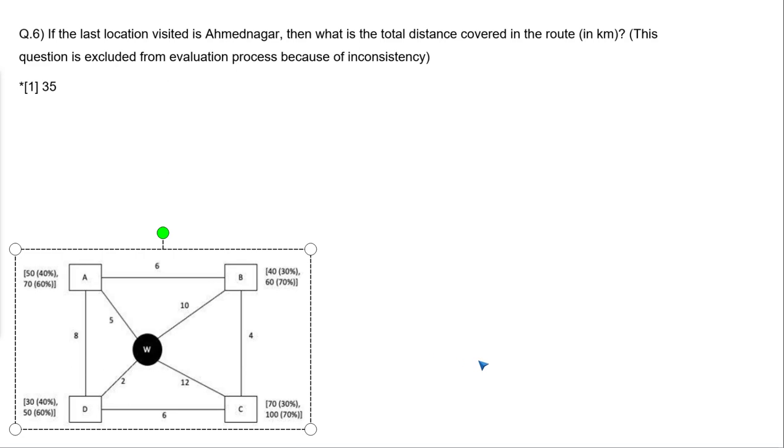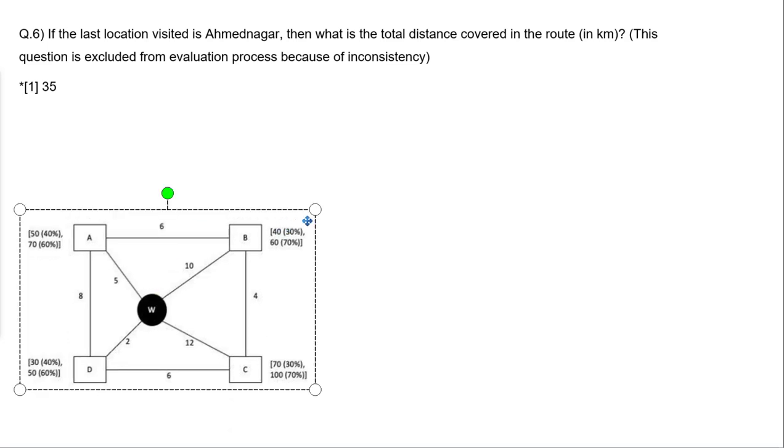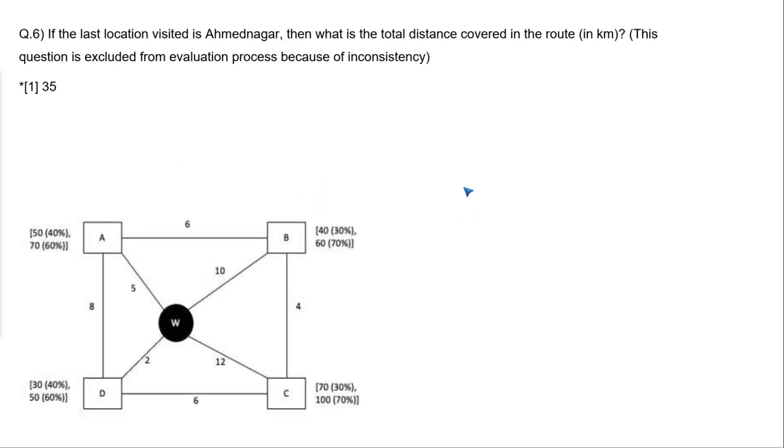Question number 1 is: if the last location visited is Ahmednagar, then what is the total distance covered in the route in kilometers? This question is excluded from the evaluation process because of inconsistency. Now, how is this question inconsistent? Let's have a look at it, everyone.